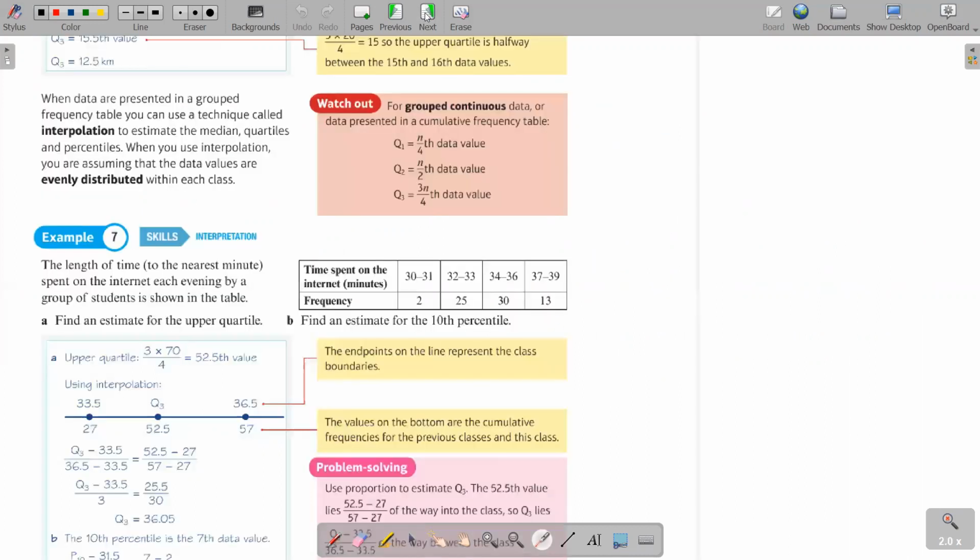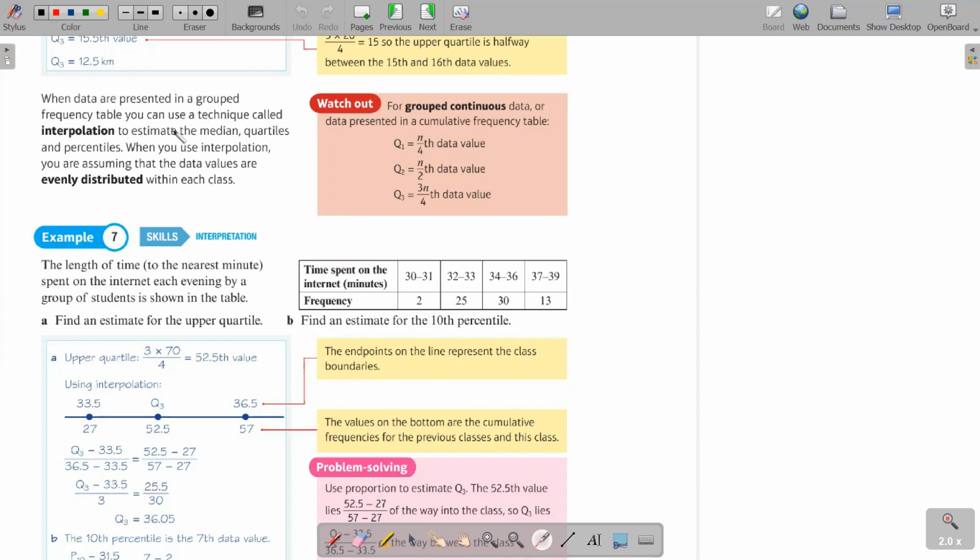So now it's time to use these measures of location to find the measures of location for continuous data. Okay, so look at this. When data are presented in a grouped frequency table, you can use a technique called interpolation to estimate the median, quartiles, and percentiles. When you use interpolation, you are assuming that the data values are evenly distributed within each class. Okay, let me explain to you what it means.